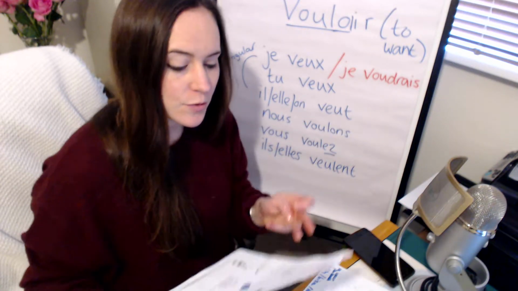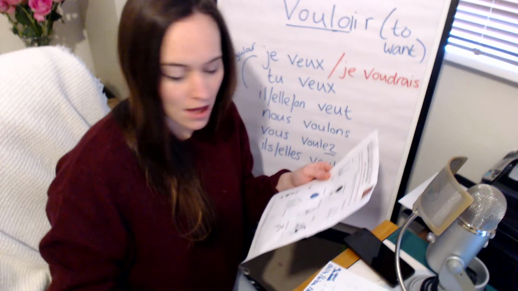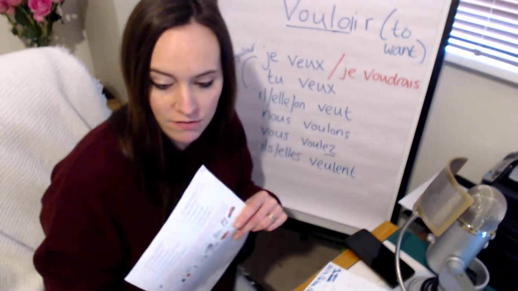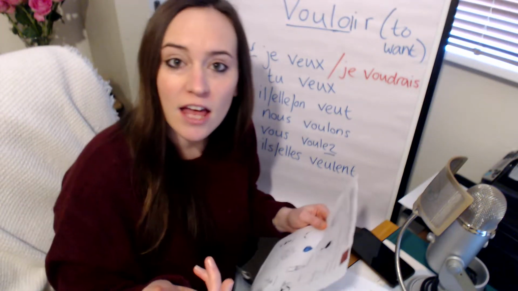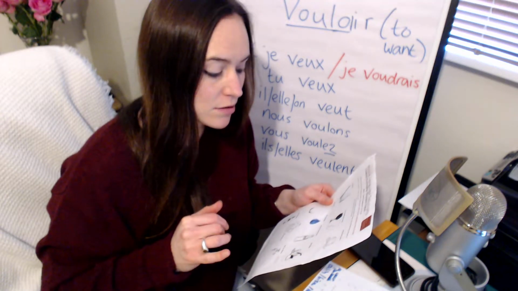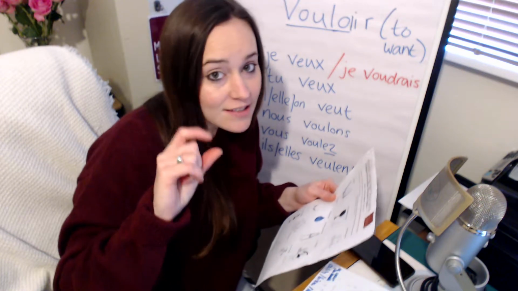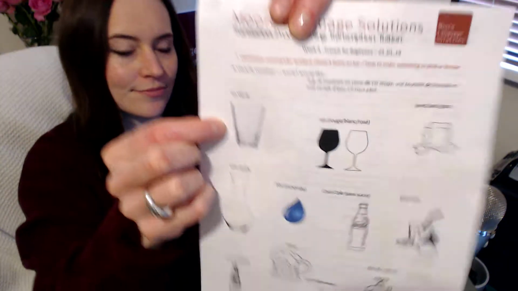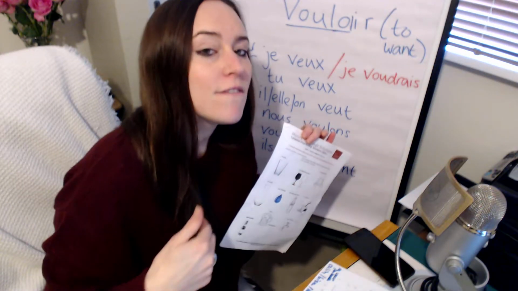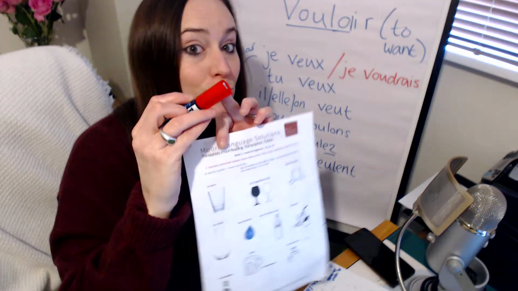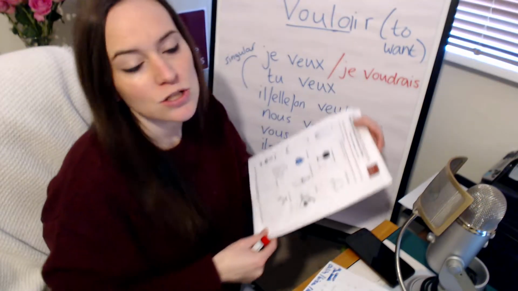So, for example, par exemple, je voudrais un verre. I do have un verre, but it's dirty. So, je voudrais un verre de vin rouge, s'il vous plaît. I would like a glass, un verre de, a glass of vin rouge. Yeah, wine, red wine. S'il vous plaît. Je voudrais.